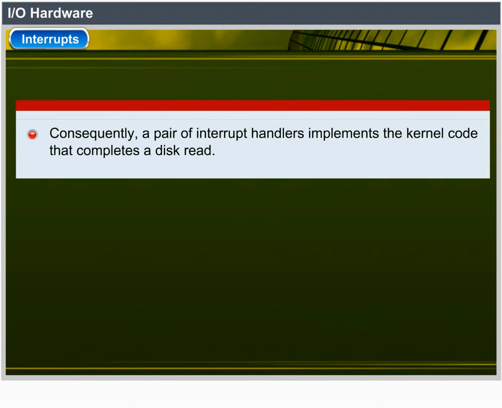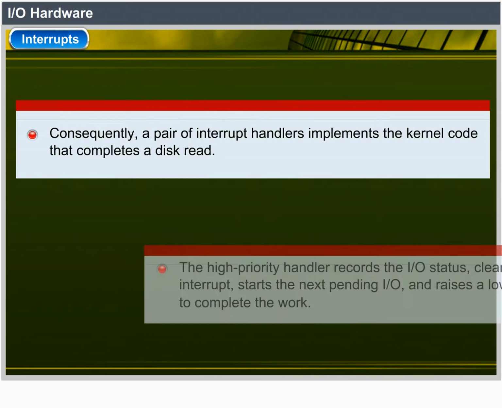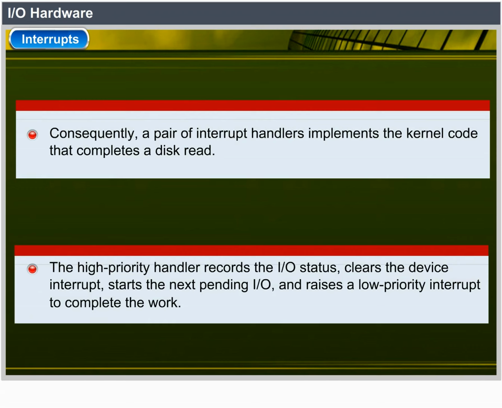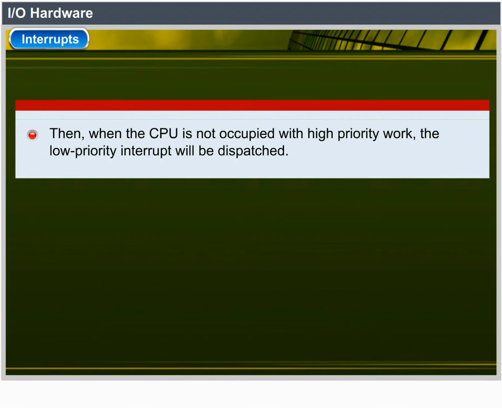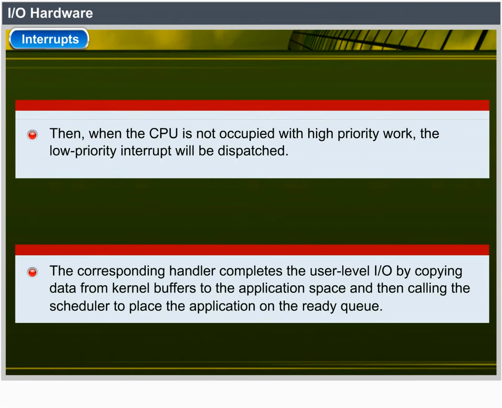The higher priority handler records the input-output status, clears the device interrupt, starts the next pending input-output, and raises a low priority interrupt to complete the work. Later, when the CPU is not occupied with high priority work, the low priority interrupt will be dispatched. The corresponding handler completes the user-level input-output by copying data from kernel buffers to the application space and then calling the scheduler to place the application on the ready queue.